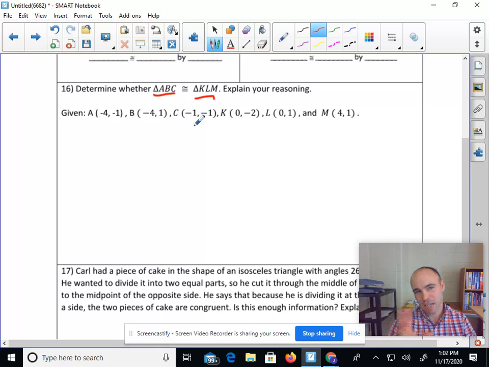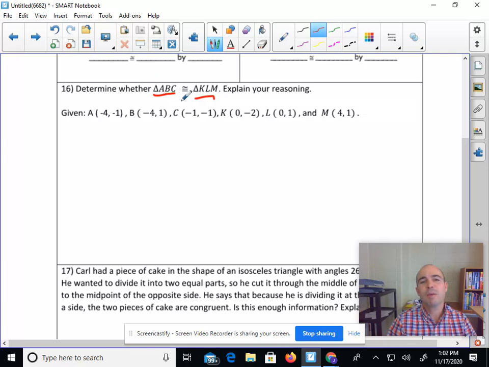Now, what I can say here is that if these triangles are in fact congruent, it means that all corresponding sides are congruent. In other words, they're the same length. It means all corresponding angles are congruent. In other words, they have the same measure. Now, it might be hard to determine what the angles are here, but I know that you could figure out the lengths of the sides. I know you can do it because you did it in a previous problem.